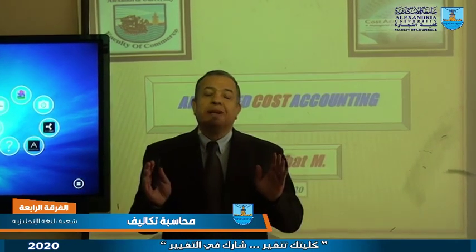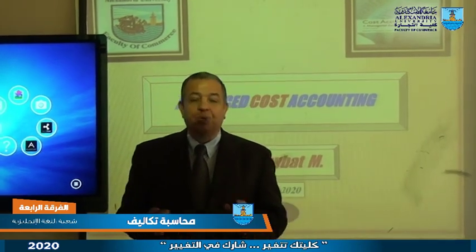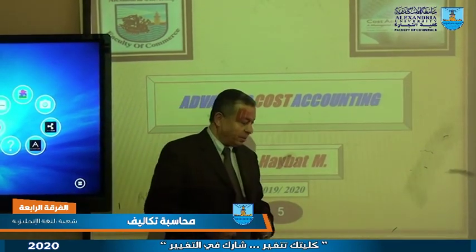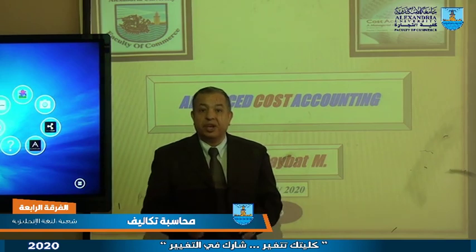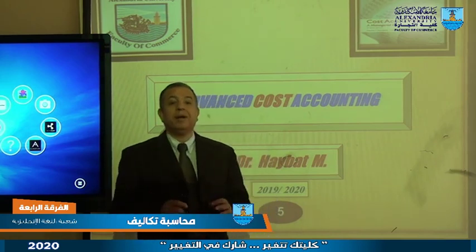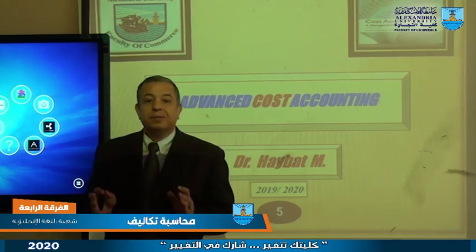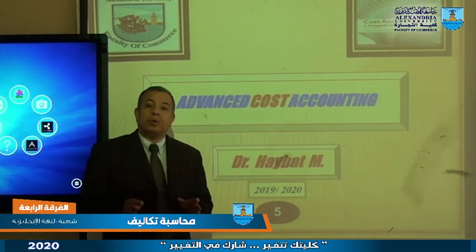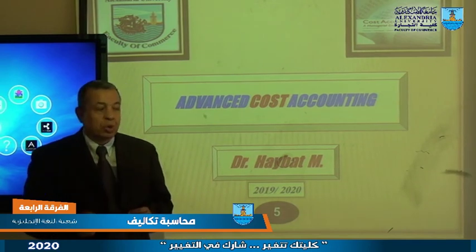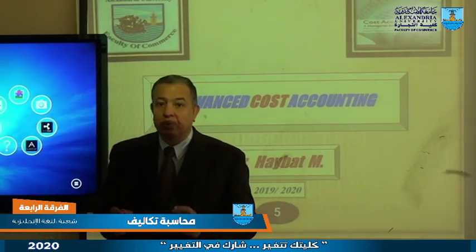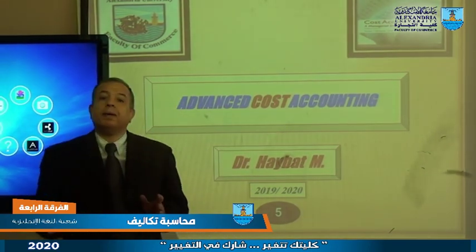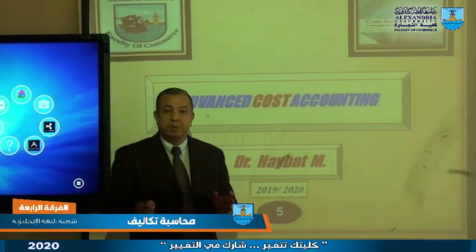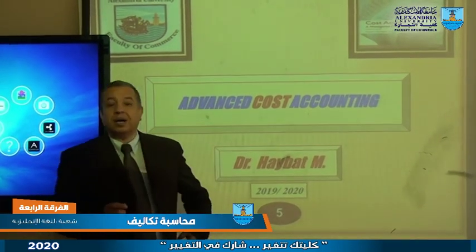Firstly, setting the standards for direct material and direct labor and budgets for manufacturing overhead. Secondly, calculate actual cost. Thirdly, comparing between the actual cost and standard cost to determine the variances. Step number 4, analyzing the variances.